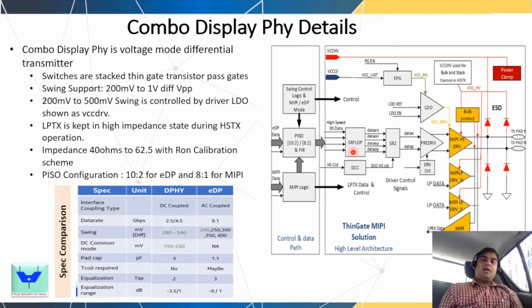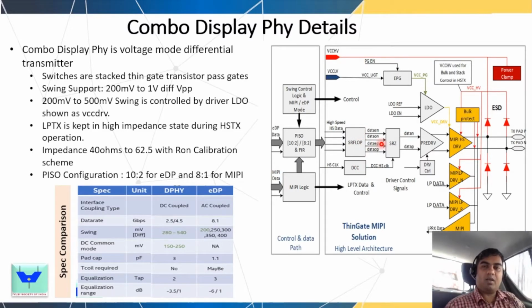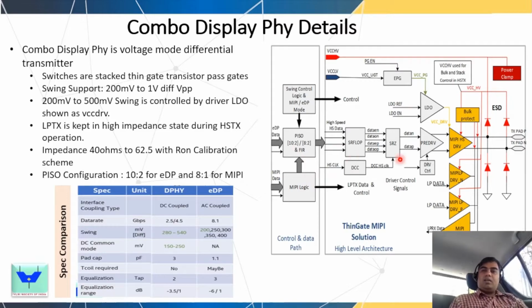We have a 2:1 serialization inside this block. So the even and odd data gets serialized, maybe gets flopped in the serializer flop. Maybe this acts like a boundary flop between the digital and analog. Then the even and odd data goes to the serializer, and then goes to the pre-driver, and finally to the high-speed driver. So this is the high-speed data path I went over.